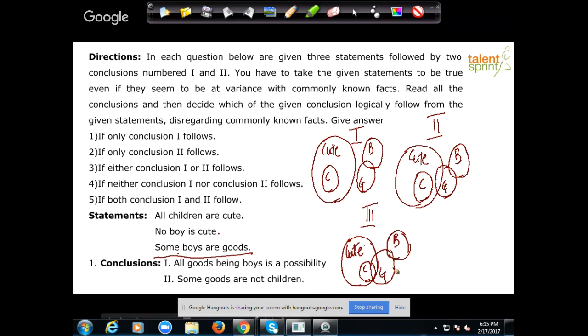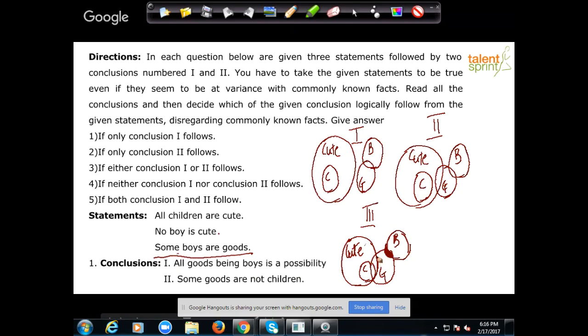Now, Manish, addressing your question of the third diagram: cute being the bigger set, children being a subset, B being a set that has nothing to do with overlapping of these two sets. Now, some boys are goods. We know that some boys are goods is represented by this. But there is also another part to goods. Goods can also be cute, and goods can also be children. That is the possibility that we have explained with diagram 3.